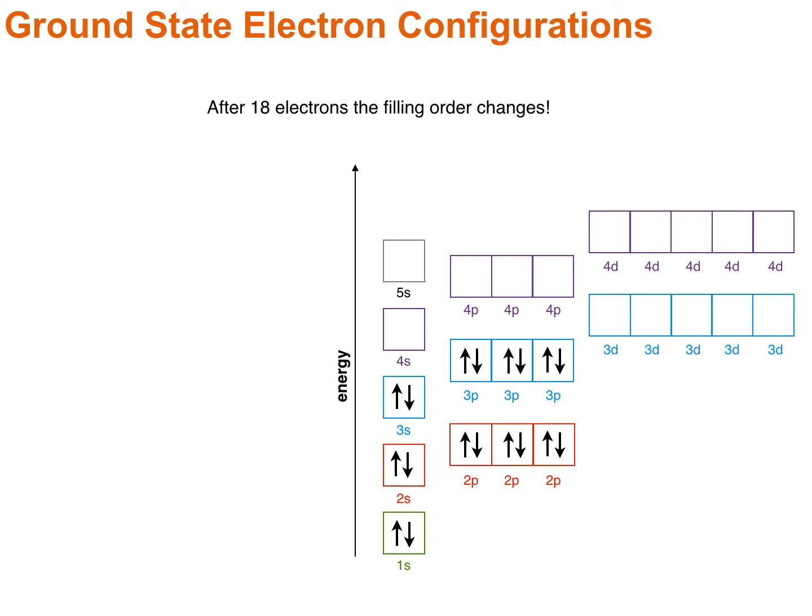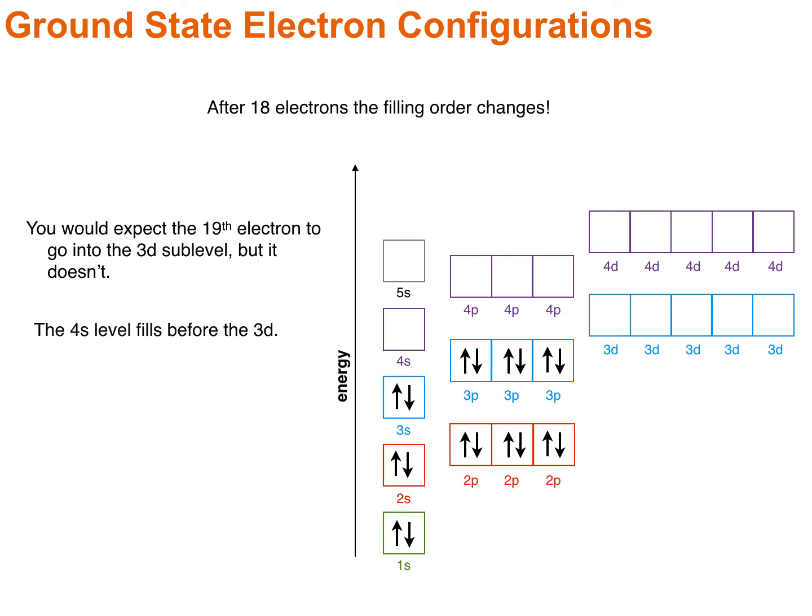So where are we going to put that 19th electron? Are we going to put it in the 3d subshell, or are we going to put it in the 4s? Now, two things. One, because the 4s is lower in energy than the 3d, we're going to put it in the 4s. The 4s levels get filled before the 3d levels do because the 4s orbital is lower in energy. So we're going to put that 19th electron in the 4s orbital, not the 3d.